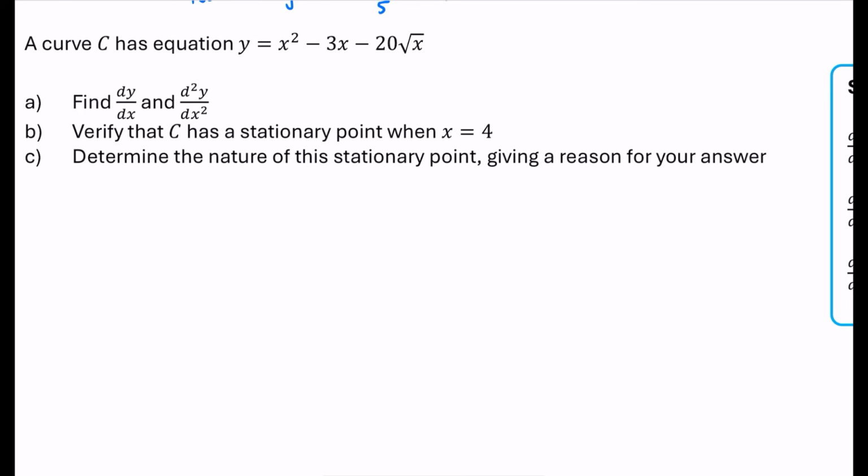We're going to find the first and second derivatives. Okay, nice and easy. I'll go quite quick for this first one. So I'll differentiate this to get dy/dx. I will bring the 2 down and reduce the power by 1. I will get the minus 3.